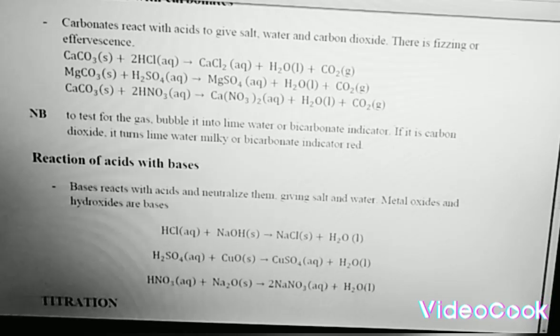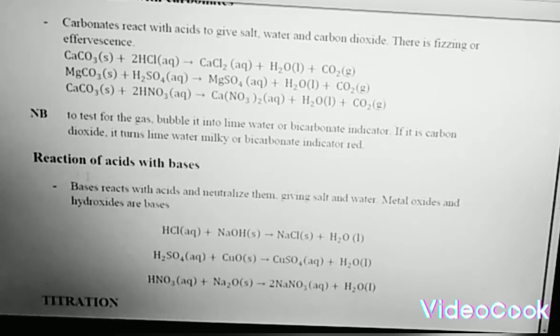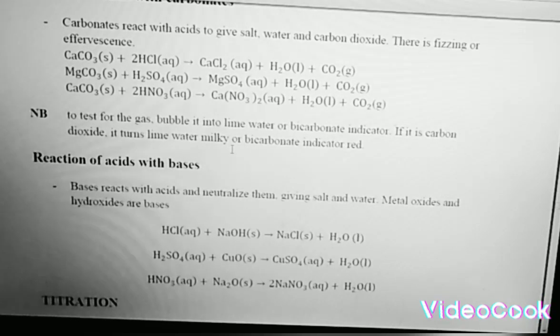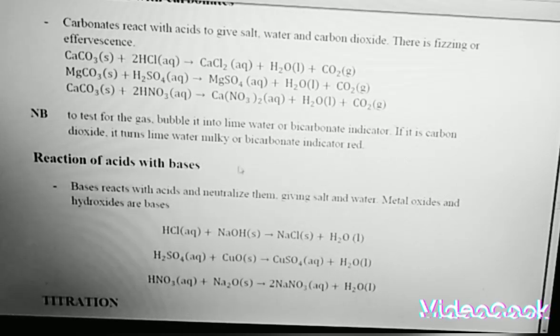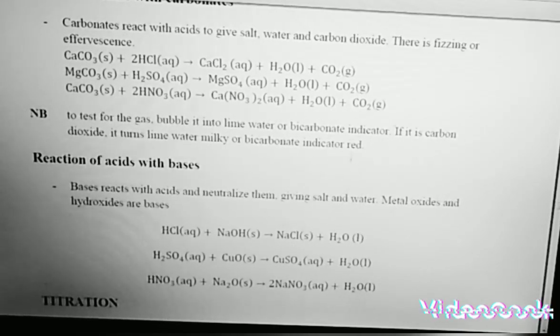So to test for the gas now, to test for the presence of carbon dioxide, it's very easy. You simply bubble it into lime water or bicarbonate indicator. What do we expect? If the gas is carbon dioxide, the lime water will turn milky, or the bicarbonate indicator will become red, right? So if you bubble it in lime water, it's going to become milky. If you bubble it in the bicarbonate indicator, it's just going to be red, okay?